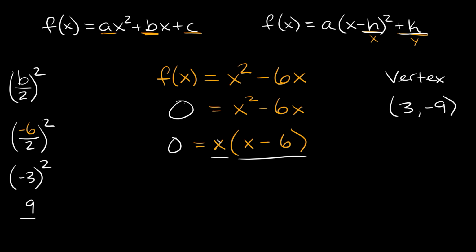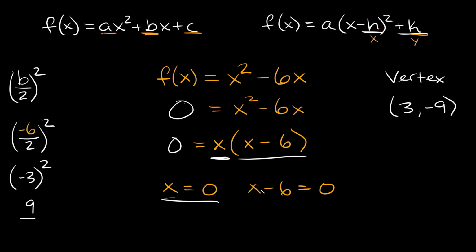So all you have to do is set each of your factors equal to 0. So the first factor, x, we'll set that equal to 0. And our other factor, x minus 6, we'll also set that equal to 0. Okay, so then solving for x on this side, well, there's nothing to solve for, right? We already have our solution. It's simply x is equal to 0.